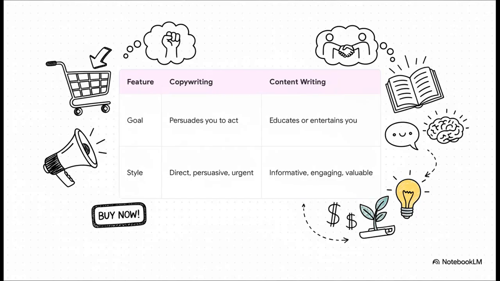This slide clears up something people get confused about all the time. Copywriting is direct persuasion. It's the buy now button. It's the sign up today email. Its only goal is to make you do something. Content writing is different. It's about building a relationship by giving you something valuable, like information or entertainment, so that you learn to trust the source.